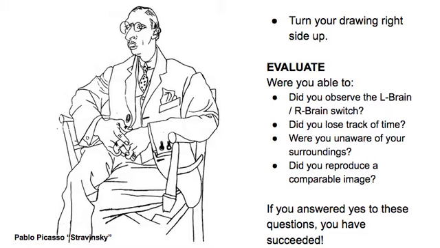Did you notice yourself wanting to name or identify parts, but let that go and instead switch to making observations about lines and shapes? Did you start to lose track of time? Did you become unaware of your surroundings? And in the end, did you reproduce a comparable image? If you've answered yes to these questions, you have succeeded.